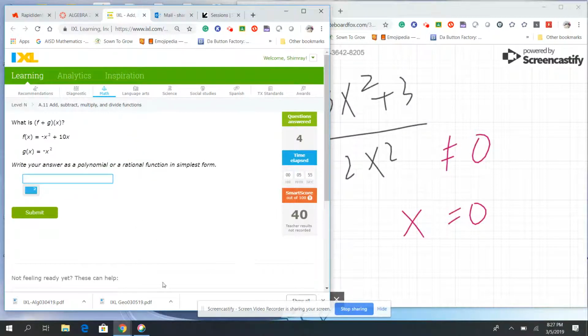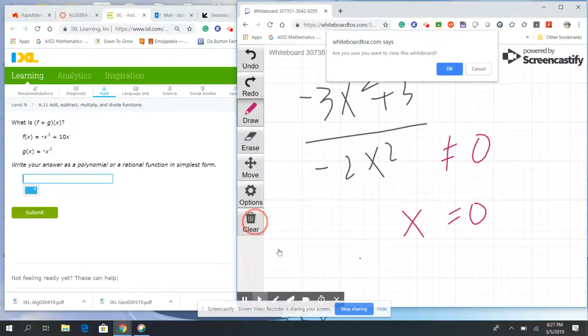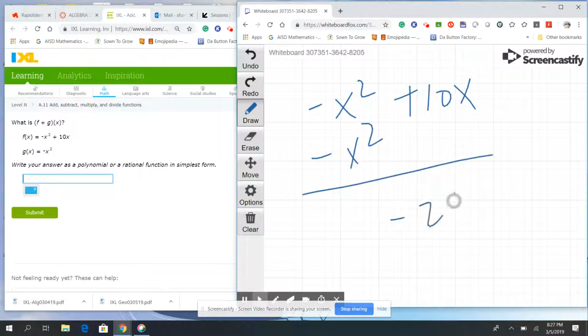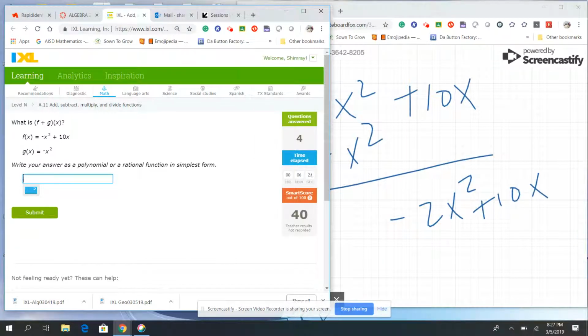Okay, so the next one is easy. It's just addition. So we're going to do negative x squared plus 10x minus x squared, which is negative 2x squared plus 10x. So you type here negative 2x squared plus 10x.